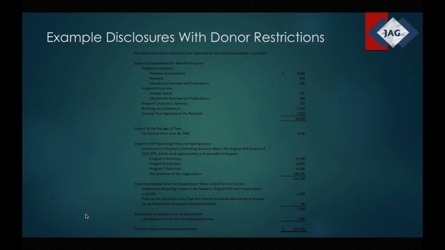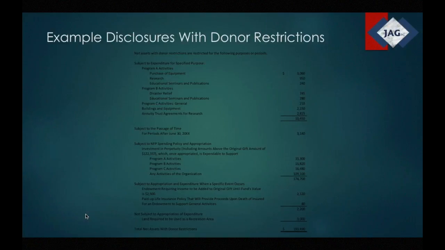You're going to see that it has in detail here, subject to expenditure for a specified purpose. Then you have program A activities and program B activities, so the restrictions are broken down program by program. You're also going to see that there's a restriction for building and equipment, annuity trust agreements and research. There's a section for those subject to the passage of time. And there are others that are subject to not-for-profit spending policy and appropriation, and those are your investments in perpetuity.